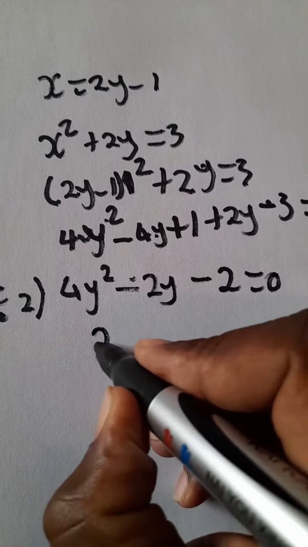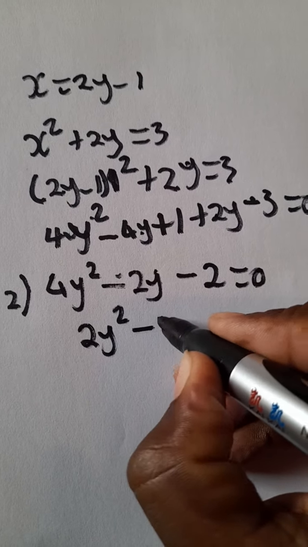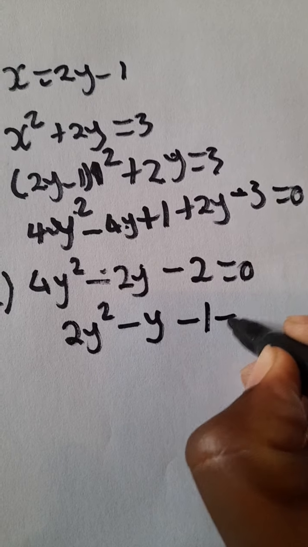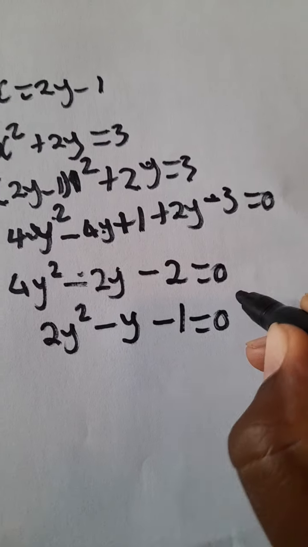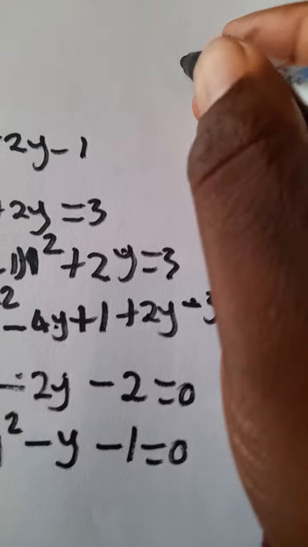equation simpler. So this will be 2y squared. How many times does 2 go into 2? That's going to be negative y. How many times does it go into 2? That's going to be negative 1. Then you can factorize using the cross method. It's quite easy to work with the cross method.